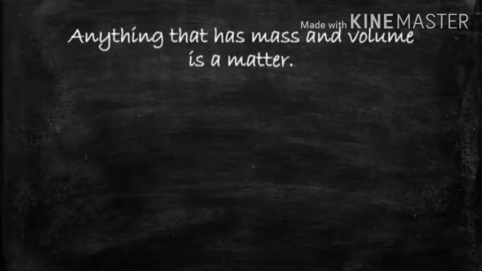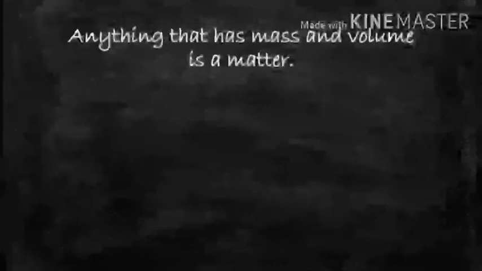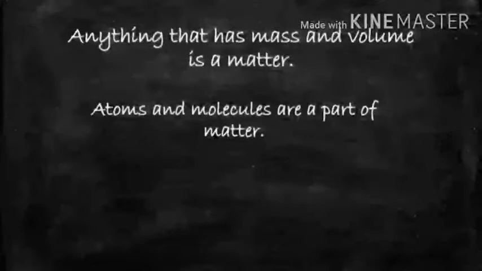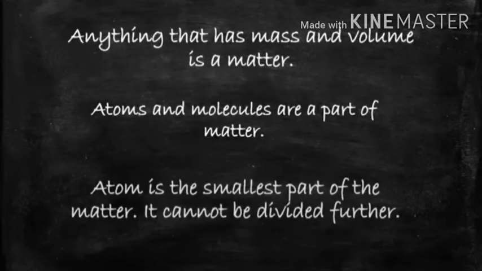Now, anything that has mass and volume is matter, which is called dravya. Atoms and molecules are parts of matter. An atom is the smallest part of matter. It cannot be divided further.